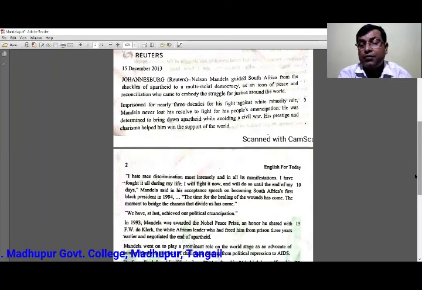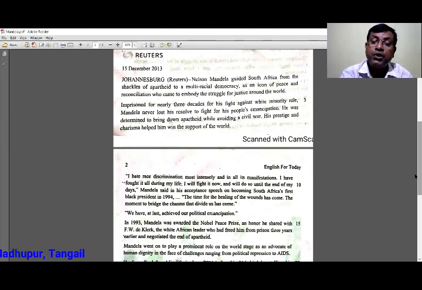In 1993, Mandela was awarded the Nobel Peace Prize, an honor he shared with F.W. de Klerk, the white African leader who had freed him from prison 3 years earlier and negotiated the end of apartheid.